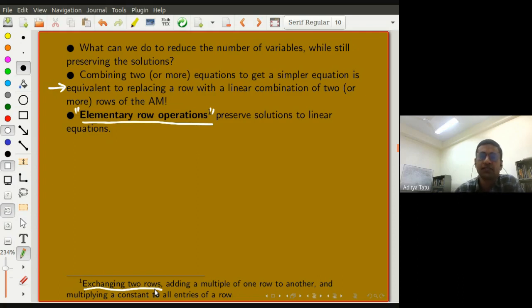Therefore, exchanging two rows is not going to disturb the solution set. Similarly, adding a multiple of one row to another row is just a linear combination, and multiplying a constant to all entries of a row is also just a linear combination. All these three operations are what are called elementary row operations. And why are they important? Because they preserve solutions to the linear equation system.